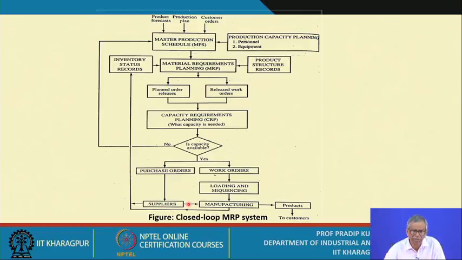But essentially you go for the job shop scheduling, because I have already mentioned that the MRP is applicable principally for, say, repetitive manufacturing. So now you go to selection of the suppliers, and this is a part of manufacturing, and then the products are manufactured and sent to the customer. So this is the closed loop MRP system.